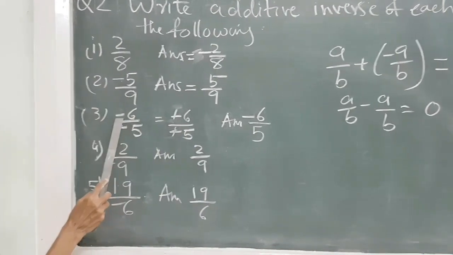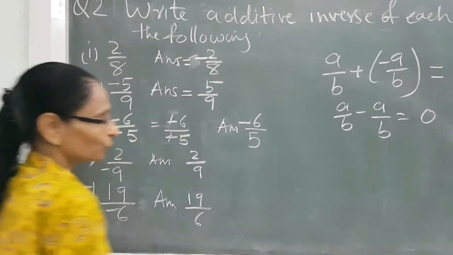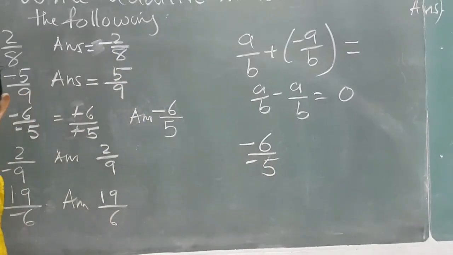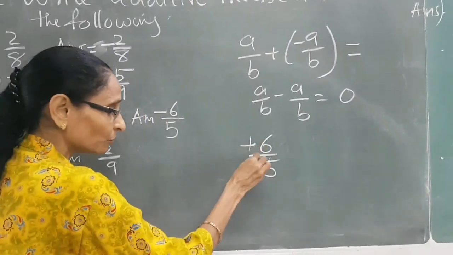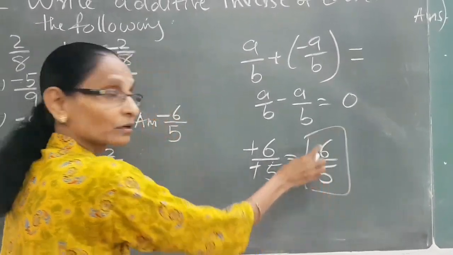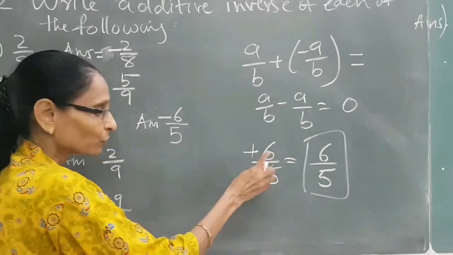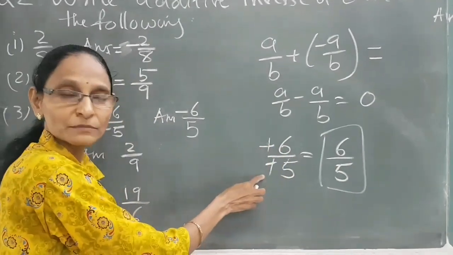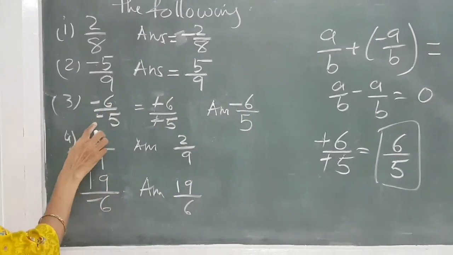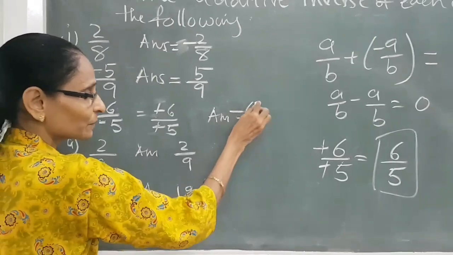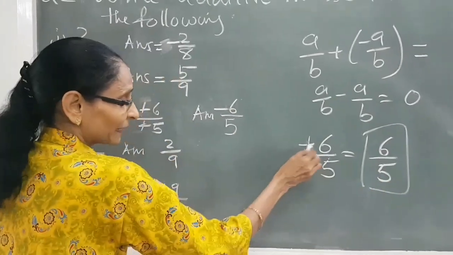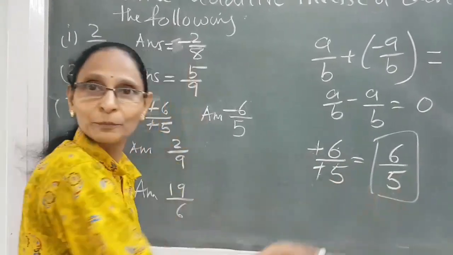Same way, minus 6 minus 5. Now look here. It is given minus 6 minus 5. Both are negative signs, so this will turn into positive. So this will become 6 upon 5. So our question will turn into 6 upon 5, because both the terms are negative, so it becomes positive. So our answer will be now what? Though it is minus 6 upon minus 5, our answer will be 6 upon 5. Why 6 upon 5? Because minus 6 upon minus 5 will become 6 upon 5.